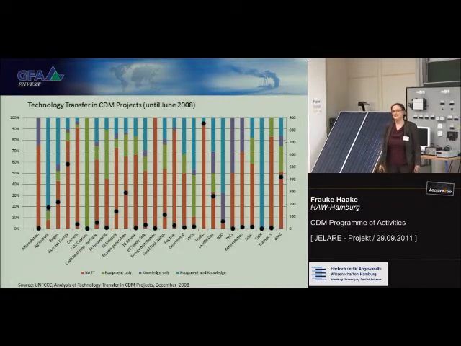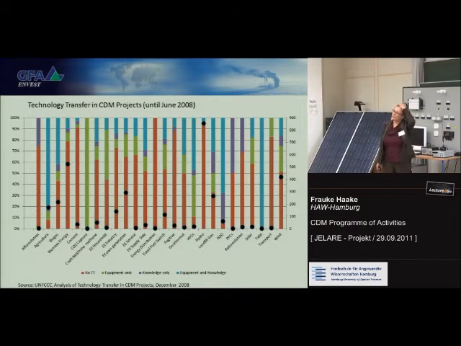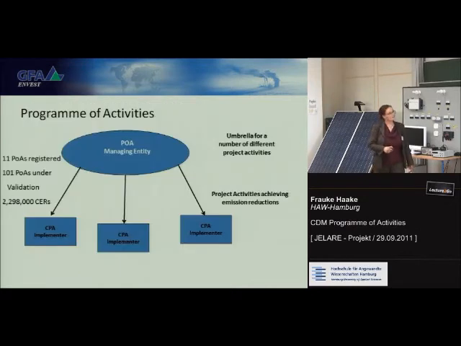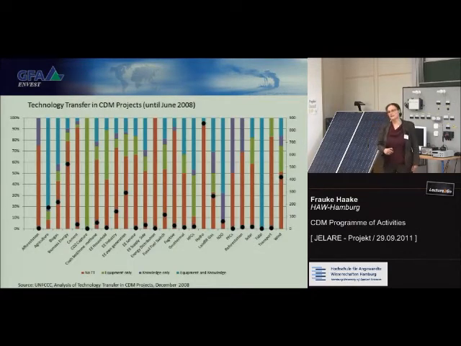It's basically the clean development mechanism was also discussed as maybe a tool for technology transfer. It's not the aim of the CDM to really do technology transfer, but of course it's happening because there's a lot of projects from industrialized countries being implemented in developing countries, and a lot of the projects are in the field of renewable energy. This is from a study from 2008 when there were, I've forgotten the total number, but I think 3,500 projects registered with the UN for the clean development mechanism, and you can see the technologies where a lot of technology transfer was taking place.